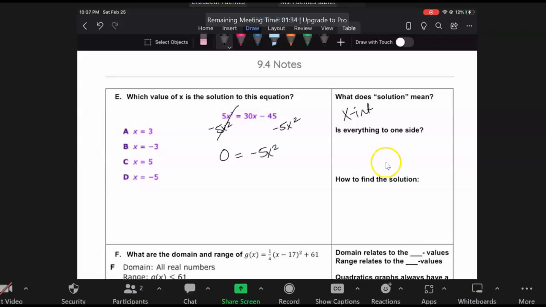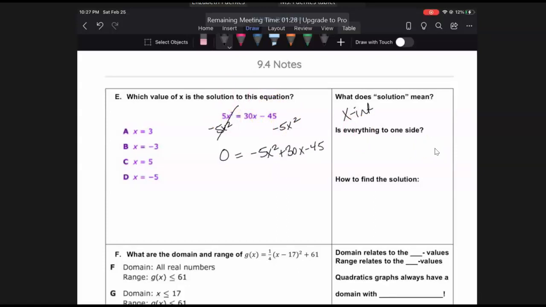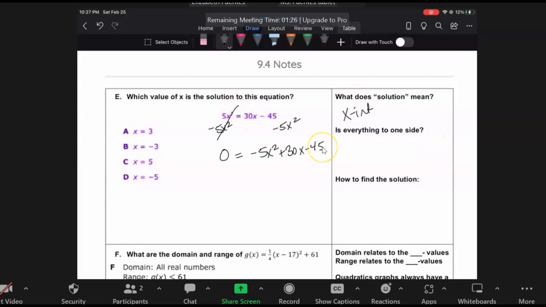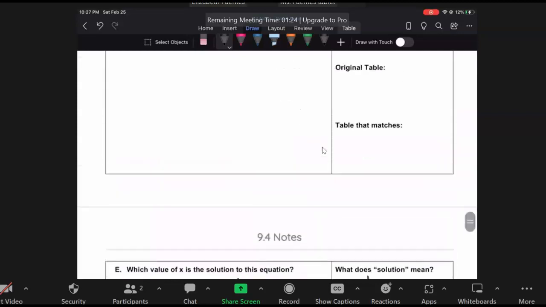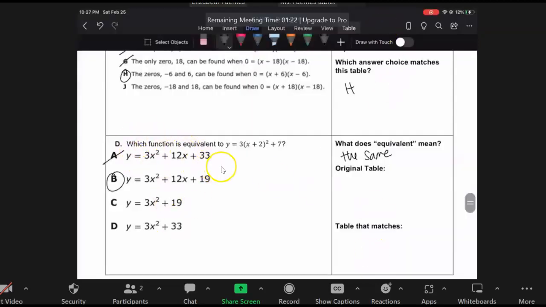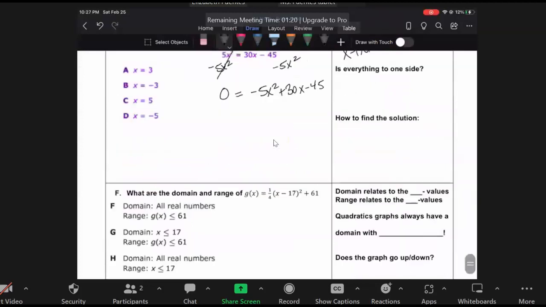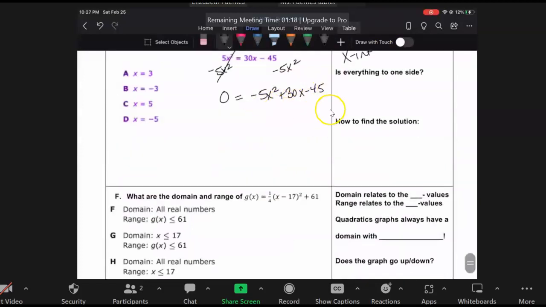It can't combine with any of these values since they're not like terms. Plus the positive 30x minus that 45. So notice all your equations are in this form, where you have your x squared, your x, and your number by itself. So that's all I did, was make it so that it's in this form, so that I can graph it.